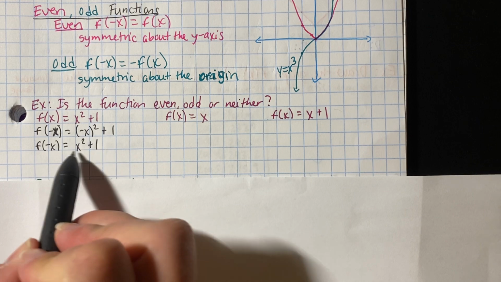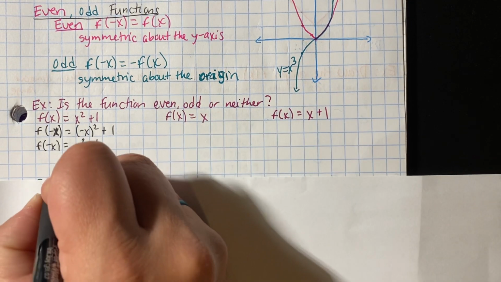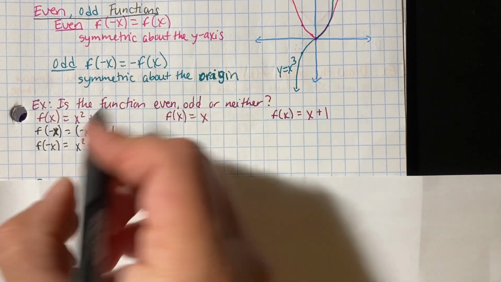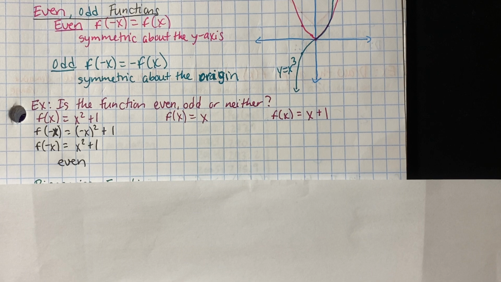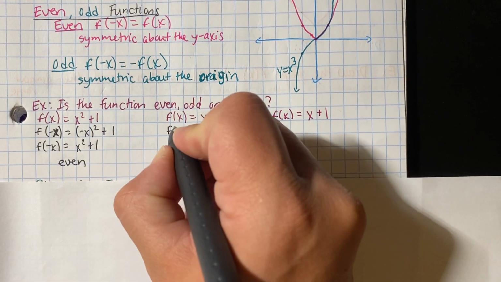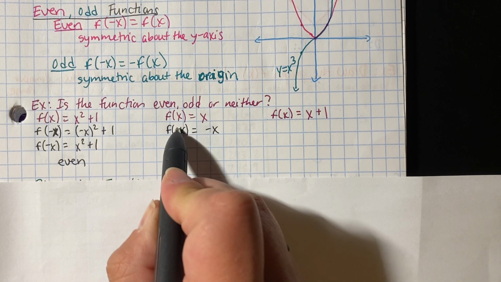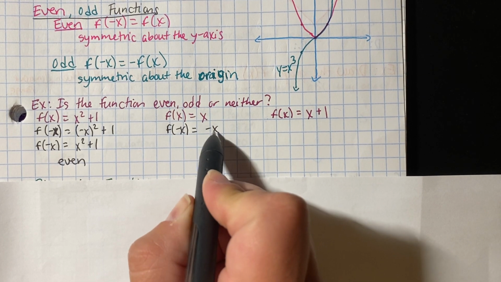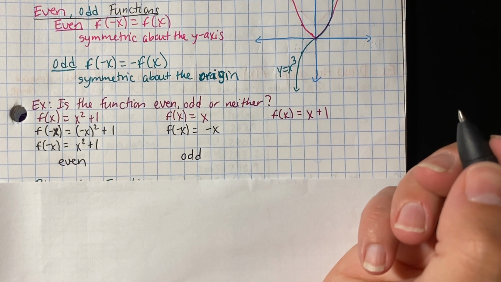So did this one change at all? They're exactly the same. So this is going to be the one where it's exactly the same. So we're going to say that this is an even function. Okay. So we'll try this one. We'll do f of -x. So when we put a -x in here, the whole entire thing became negative. So that's going to be an odd function.